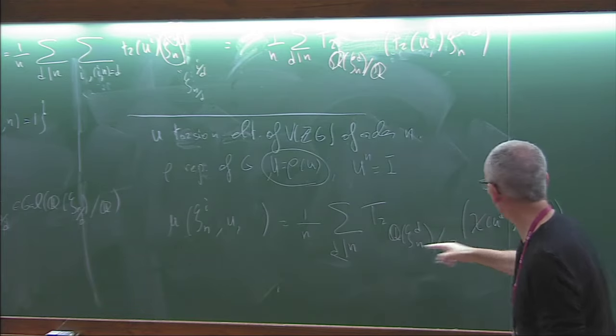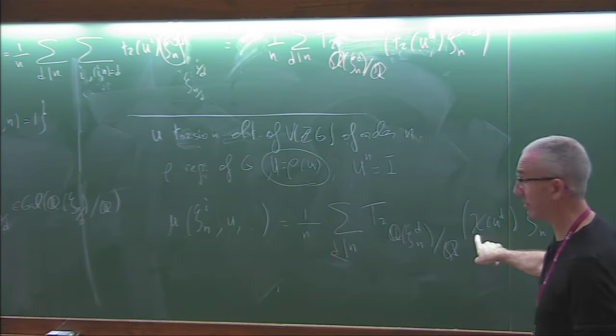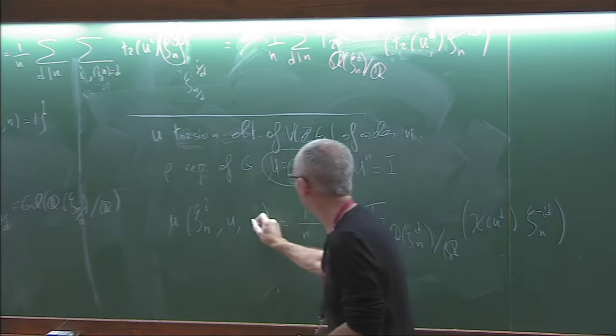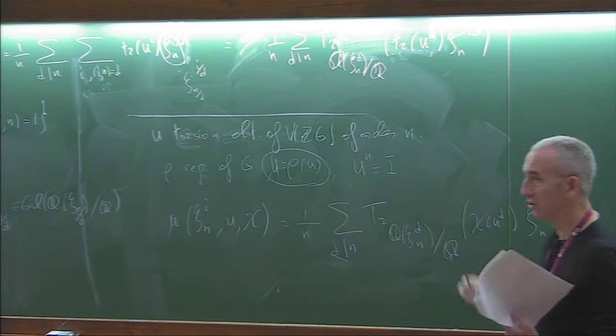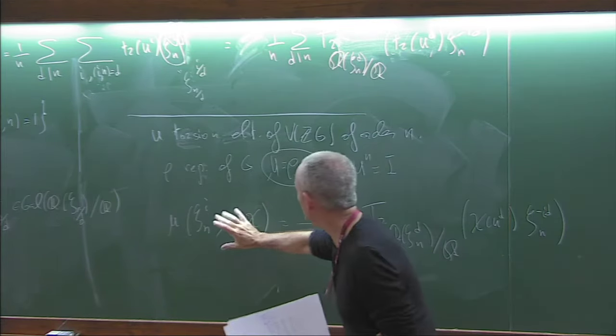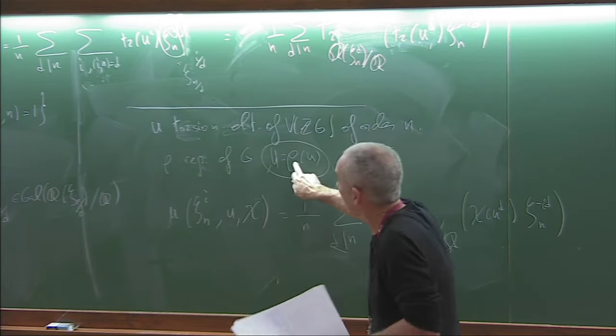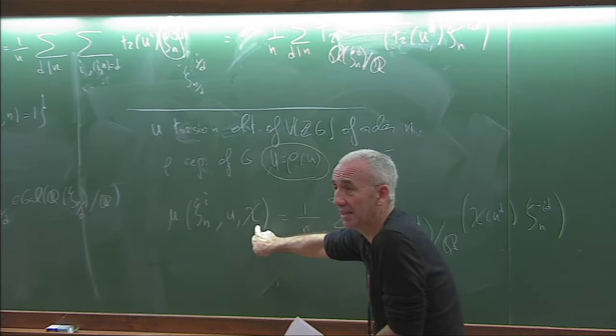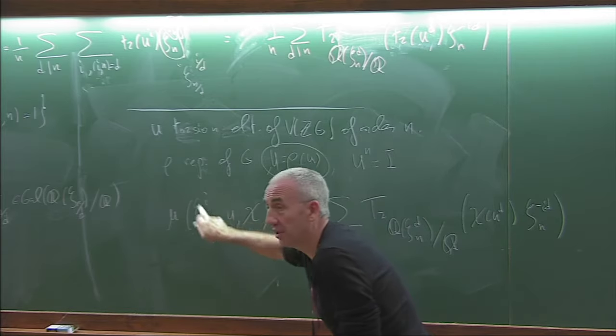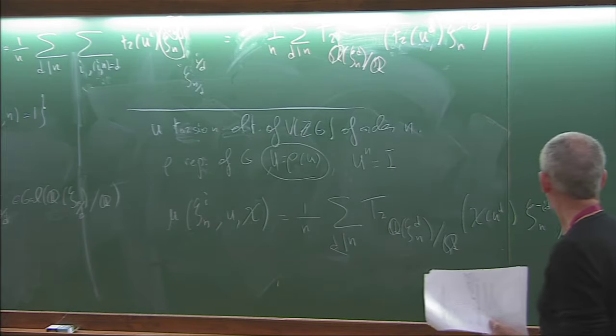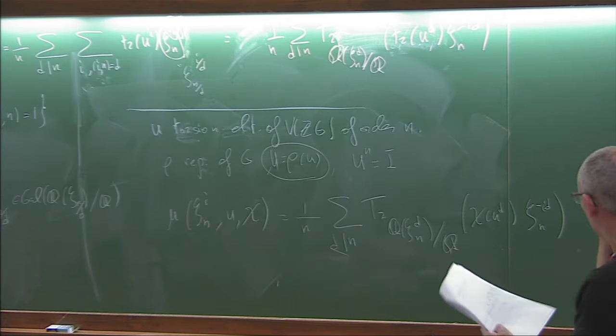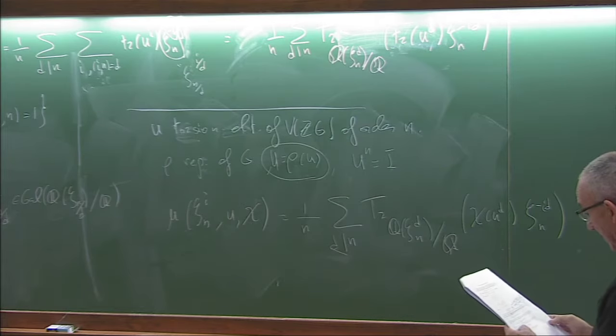So this does not depend on the representation, only depends on the character. So it doesn't matter which representation you take. So this is the multiplicity of the image of U by any representation affording this character, the multiplicity of this unit in this image. Okay. I have this formula.